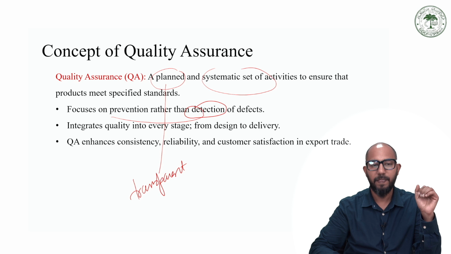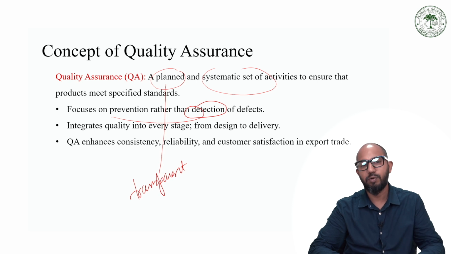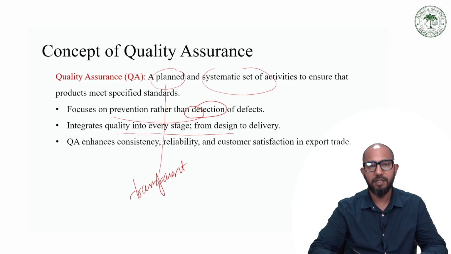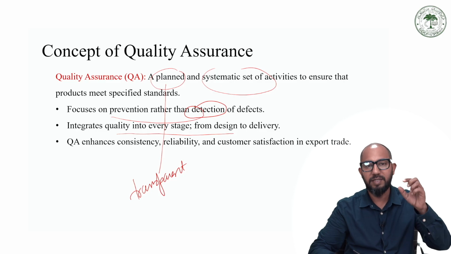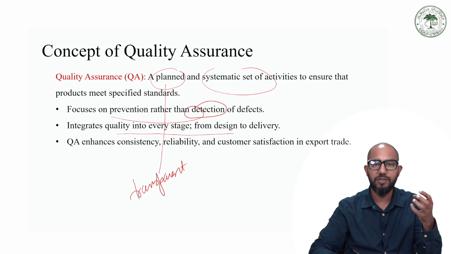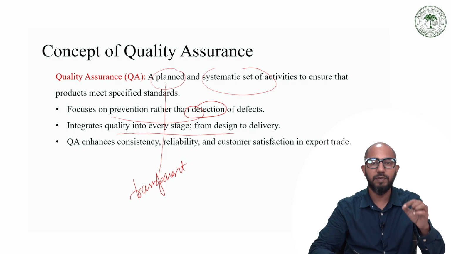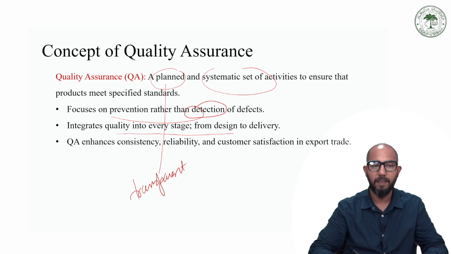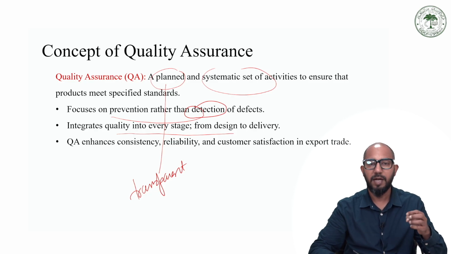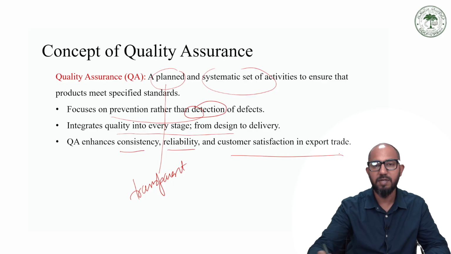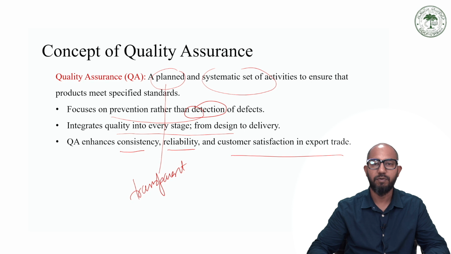be rejected. The second important thing about quality assurance is that it integrates quality into every stage. That is, from designing of the product till delivery of the product, each stage contains the quality assurance scheme, which means at each stage the product will be judged according to quality. Thus, quality assurance enhances consistency, reliability, and customer satisfaction in export trade.